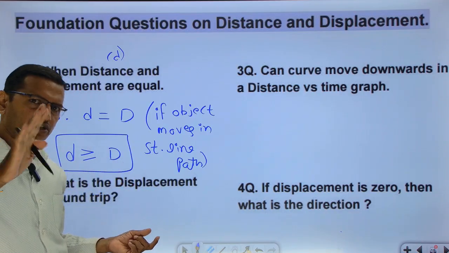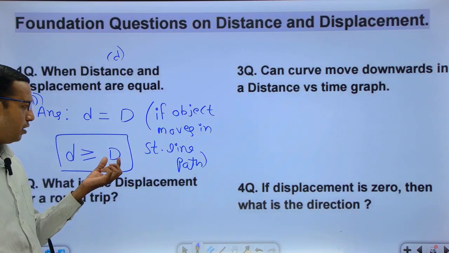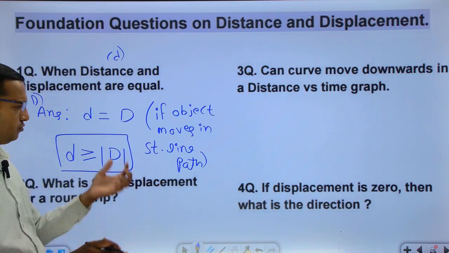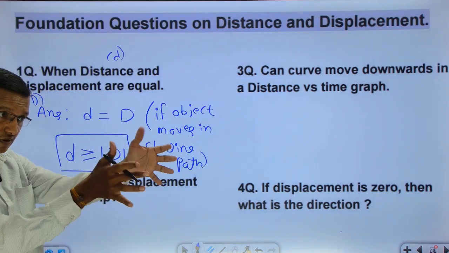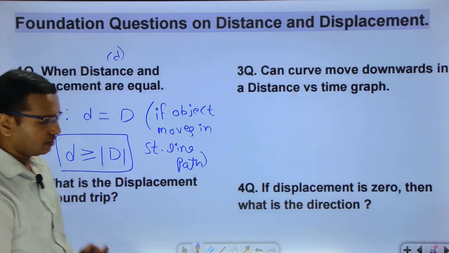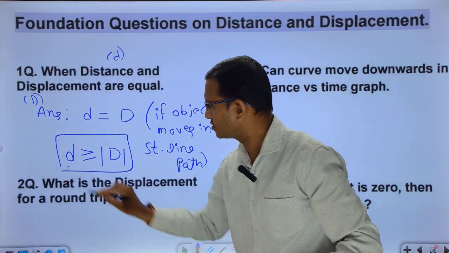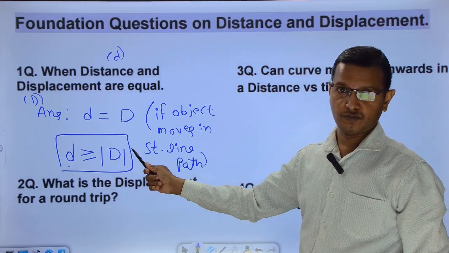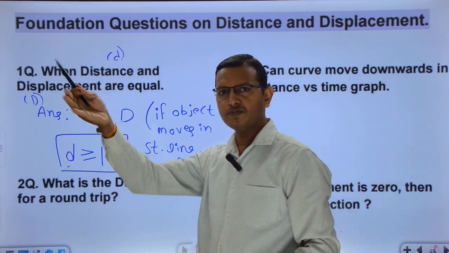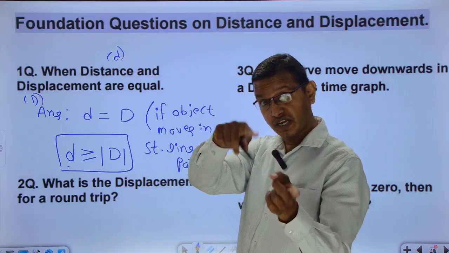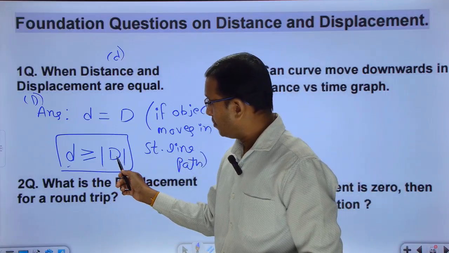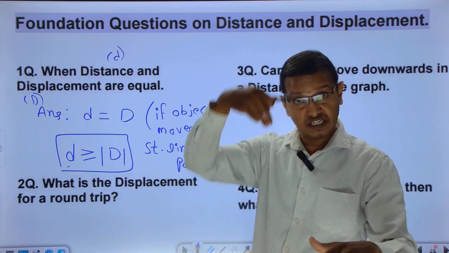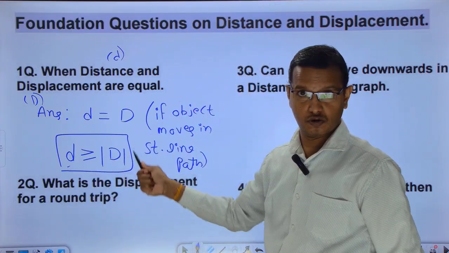See, displacement can be positive, negative, or zero, whatever. If you take the absolute value, absolute means I'm always taking the positive value, and compare that positive value of displacement with the distance, distance will always be greater than or equal to displacement. Remember this point. Why? Because distance is always positive, and displacement can be negative. And displacement is the shortest path, but distance is not the shortest path. That's why it will always be greater than displacement. Hope this point is clear.